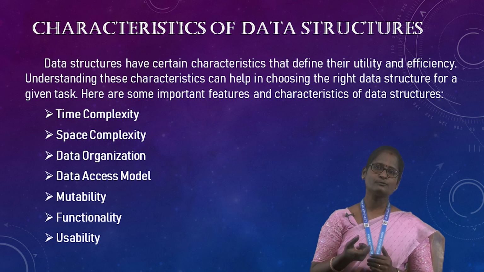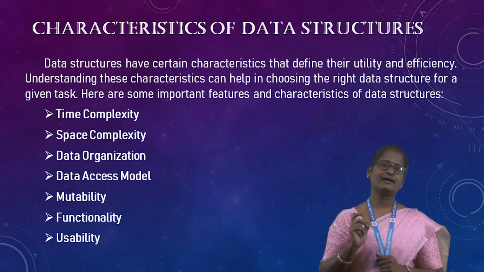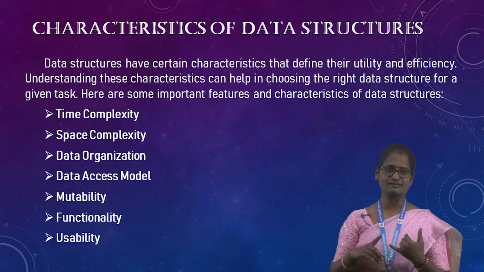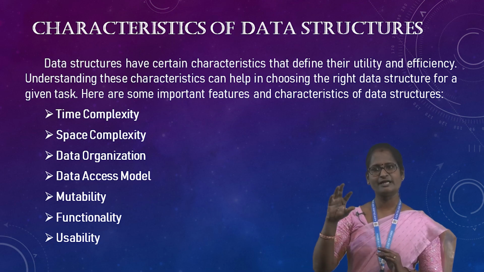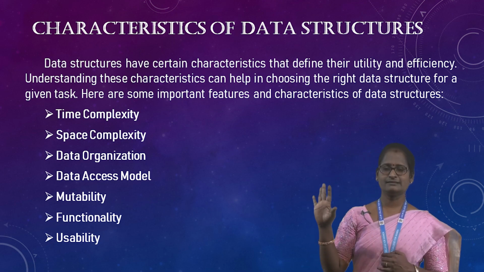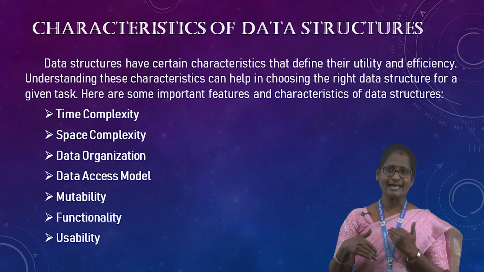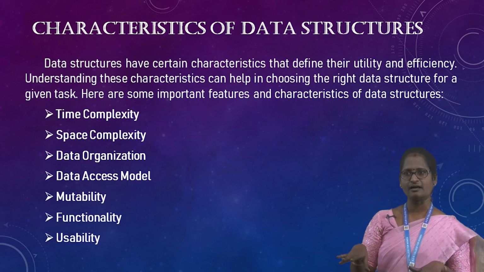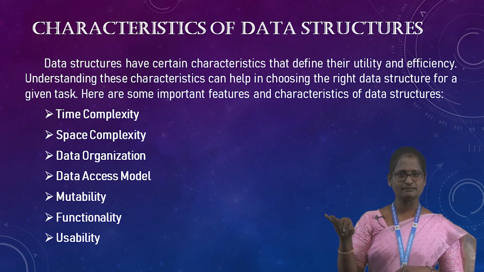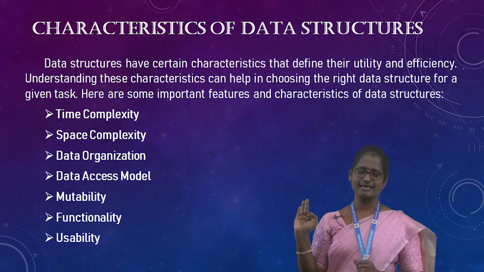Then the next one is mutability. There are two types of mutability. One is static and another one is dynamic. In the static, the structure is fixed in size. For example, the arrays. Then the dynamic mutability, the structure can grow or shrink. For example, trees, linked lists, graphs, etc.